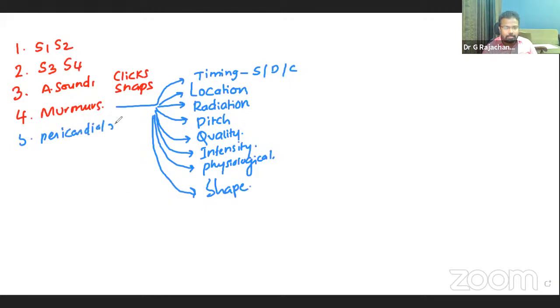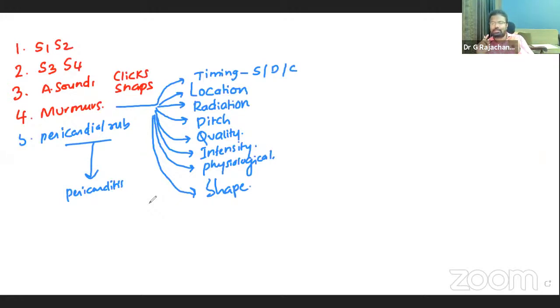Pericardial rub is seen because of pericarditis. Whenever there is a pericarditis, always remember the pericardium is a sac which contains minimal amount of fluid. In the initial stages of inflammation, there is more dryness. So what happens when the heart is beating, the pericardial layers rub against each other, producing a very, very classical sound that is called pericardial rub.